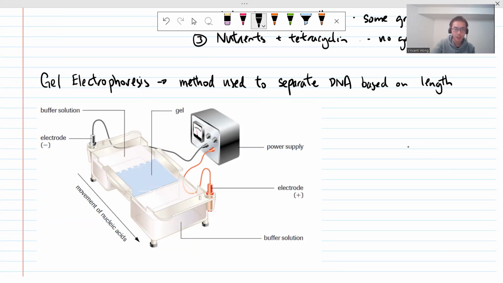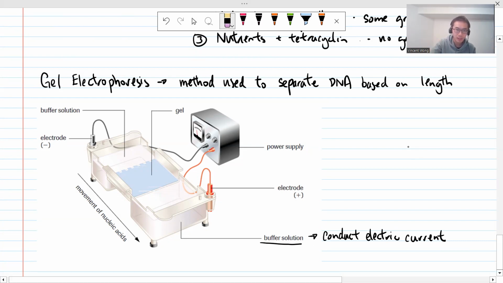So we have a chamber here. It's just a plastic container, nothing special about it. And you're going to fill it up with buffer solution. The purpose of the buffer solution is to conduct electric current. So you will hook it up to a power supply that sends a current through the black wire, and then it goes through the solution, and then it goes to the positive terminal.